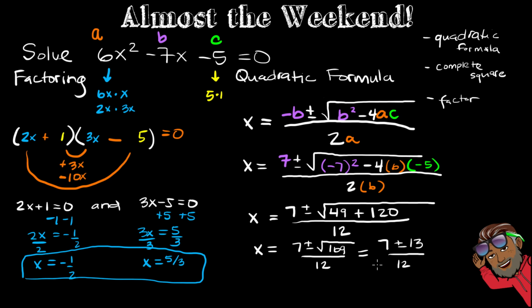Now at this stage, you're going to have two problems. The first problem is where you add them, 7 plus 13 over 12. And the second one is where you're going to subtract them, 7 minus 13 over 12. So we have two answers from that plus or minus in the problem. So this gives us 20 over 12, which we can reduce by 4, which gives us 5 over 3. Notice it matches right over here. And this one here is negative 6 over 12, which reduces to negative 1/2, which is the same exact thing we have over here. So we get the same exact answers using two different techniques.